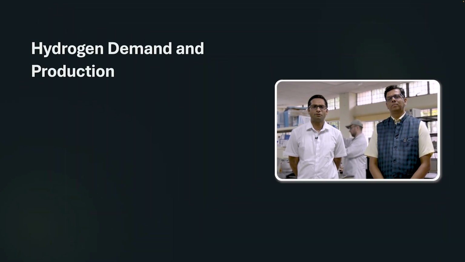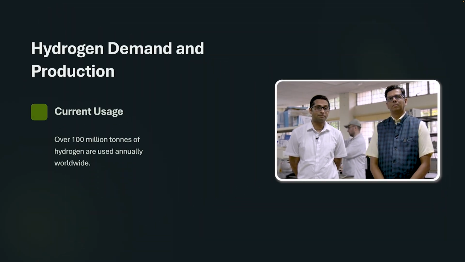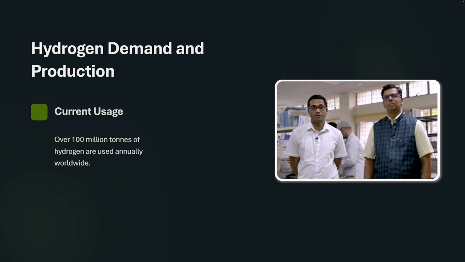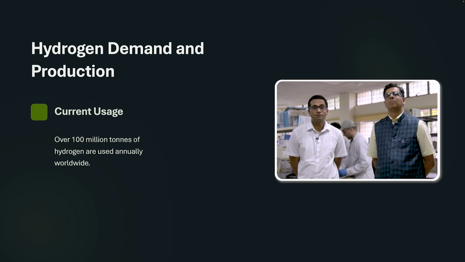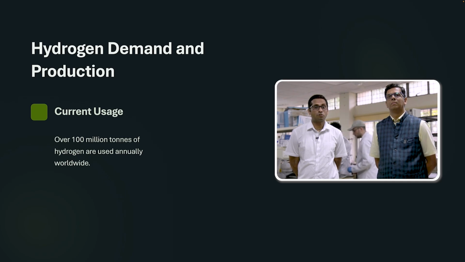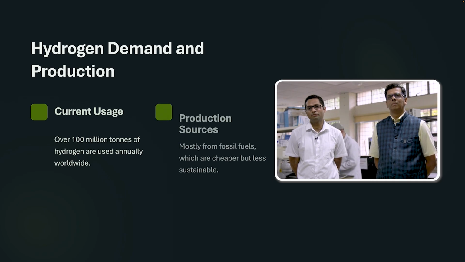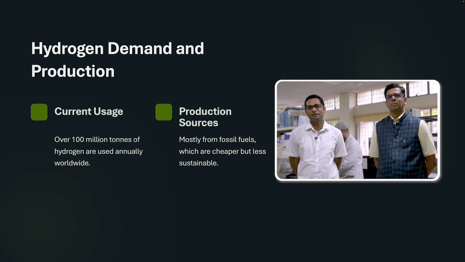Currently, we are using hydrogen to the tune of 100 million tons a year. Now, we are using a lot of hydrogen today. Where exactly? I don't know, but we'll learn in the course. But if we are producing so much hydrogen, are we using electrolysis? Not really. We are using a lot of fossil fuels for producing it. That happens to be really cheap as compared to the electrolysis route.